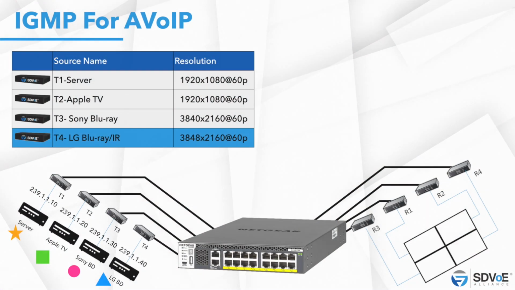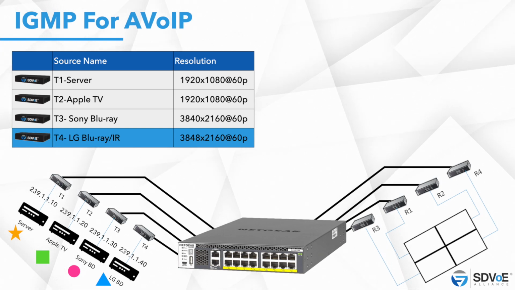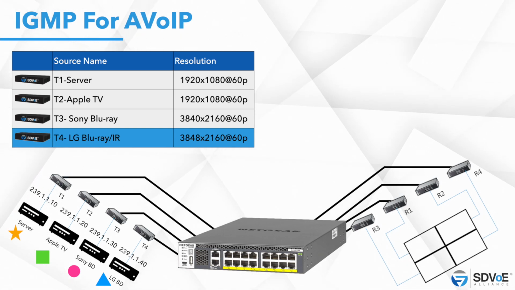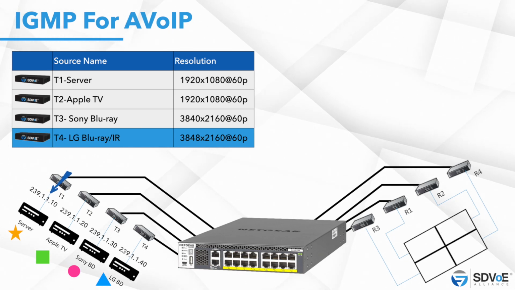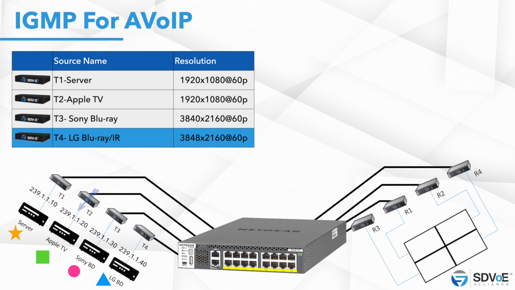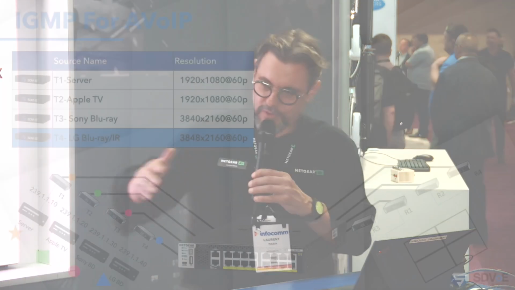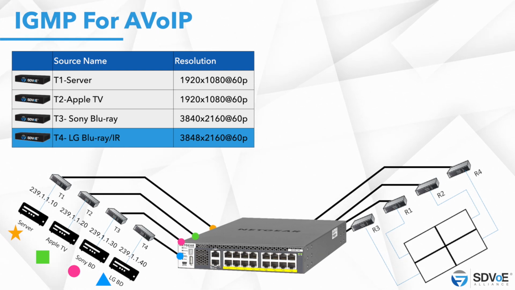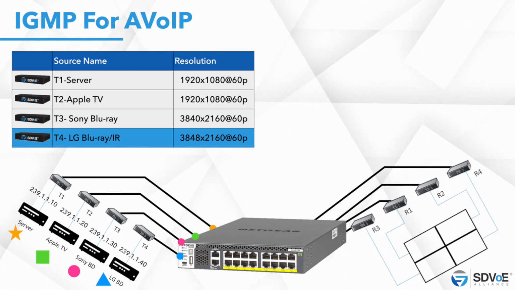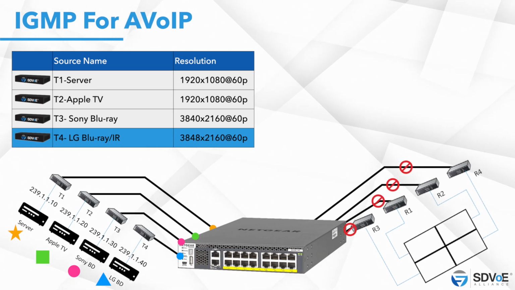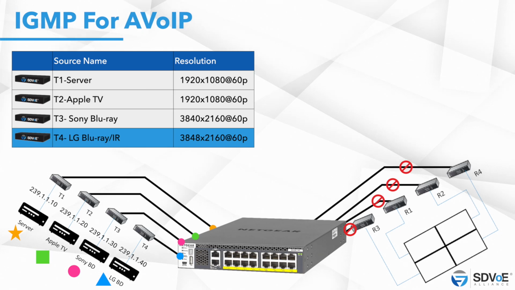As soon as you plug an encoder to an HDMI source, this encoder is bombarding the network with the IGMP stream. And you can see that the SDVoE controller assigned those multicast IP addresses: 239.1.1.10 for the server, 239.1.1.20 for the Apple TV, 30 for the Sony Blu-ray, and 40 for the LG Blu-ray. So, as you can see, now all those encoders are sending the multicast to the network, but because we have IGMP snooping and querier, nothing is getting out to the endpoints, right? The network is blocking all that.